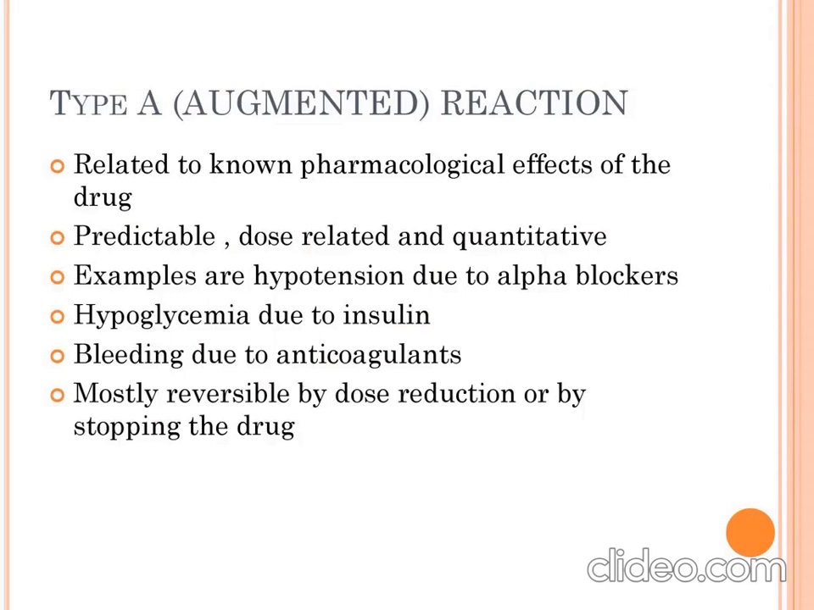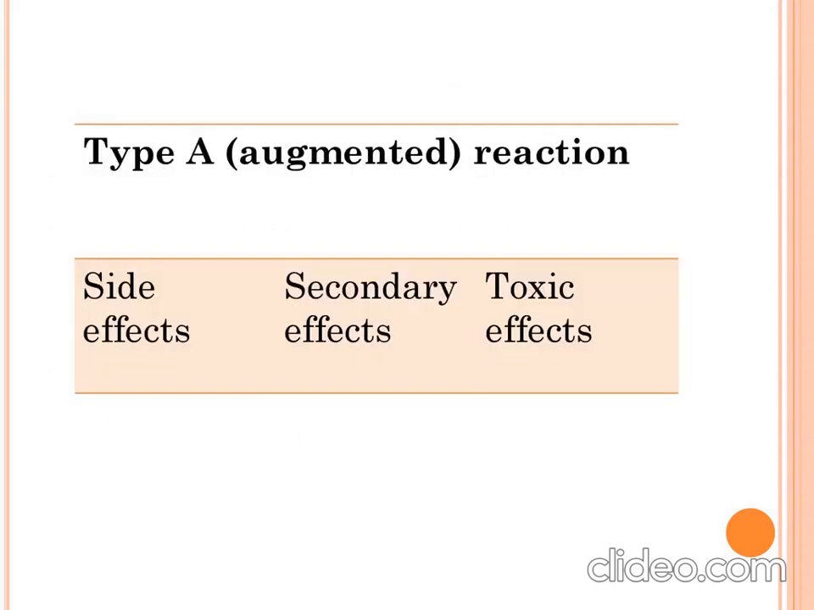Type A, which is the augmented reaction, is related to the pharmacological effect of the drug. This type of reaction is predictable, dose related and quantitative. For example, hypotension caused with the use of alpha blocker, hypoglycemia due to insulin, bleeding due to anticoagulant. Most of these reactions are reversible either by reducing the dose or by stopping the drug.